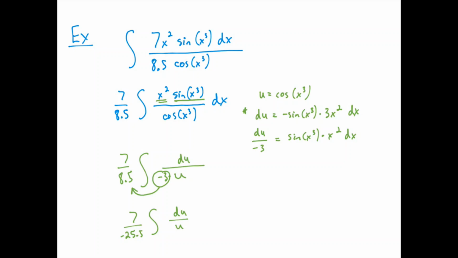And again, we have 1 over u, which is the ln of u. So I have 7 over -25.5 ln of u plus c. And then u here is cosine of x cubed. So -7 over 25.5 ln of cosine of x cubed plus c, and that is our final answer.